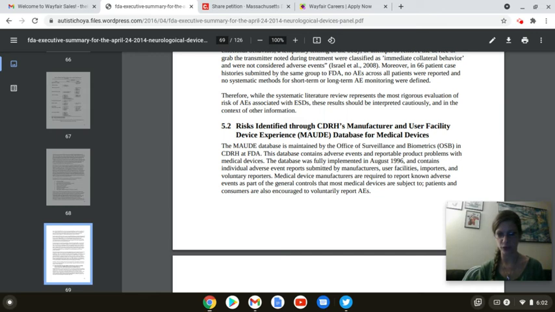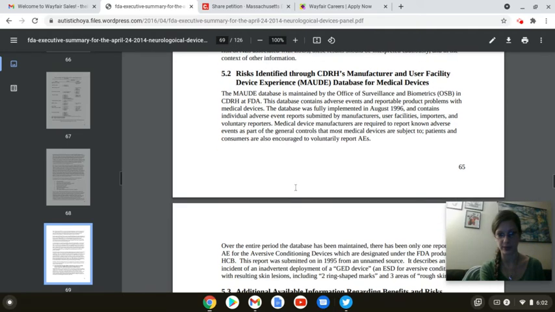The database was fully implemented in August 1996 and contains individual adverse event reports submitted by manufacturers, user facilities, importers, and voluntary reporters. Medical device manufacturers are required to report known adverse events as part of the general controls that most medical devices are subject to. Patients and consumers are also encouraged to voluntarily report AEs.